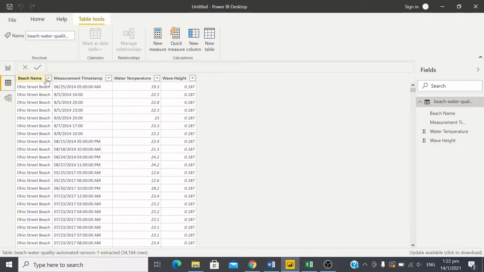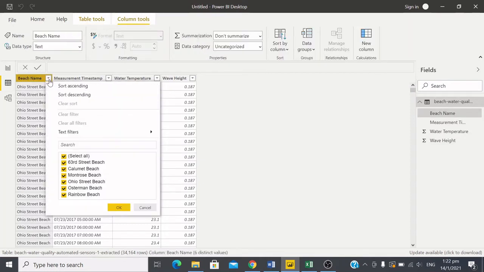Let's see what beach names we have. If we click on the drop down, we see that we have 1, 2, 3, 4, 5, 6. So there are 6 beaches identified in the city of Chicago. I haven't been to any of them, but yep. These are the 6 beaches.